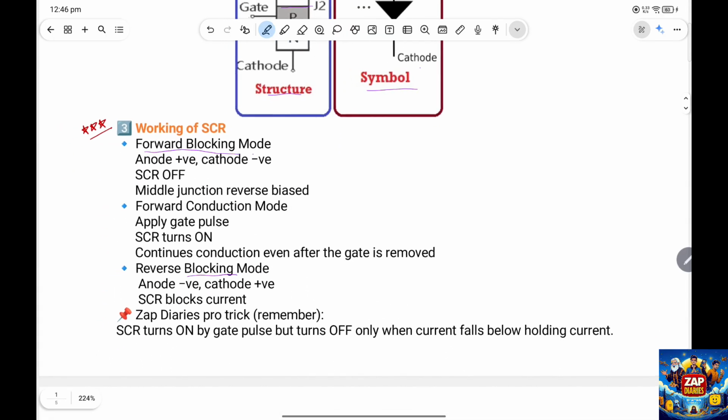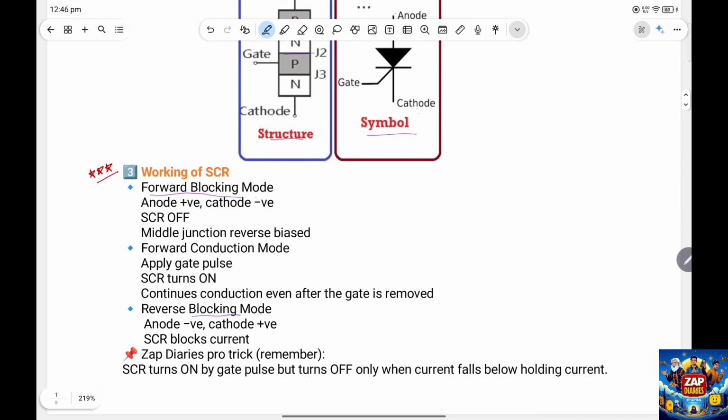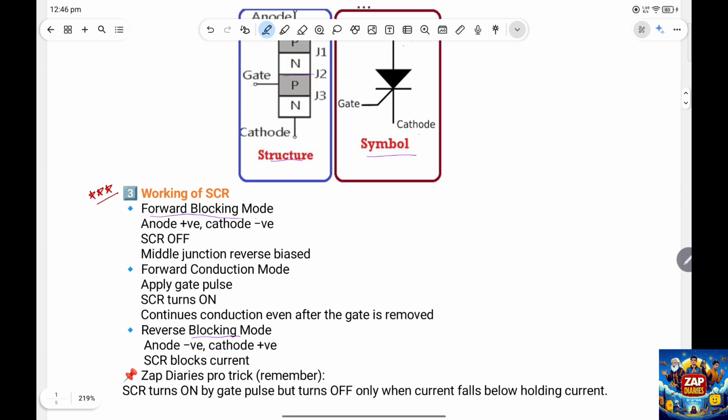I have a pro tip to remember this. The SCR turns on by a gate pulse. In the forward conduction mode, we covered that after applying the gate pulse, the SCR turns on. So it turns on by applying a gate pulse, but turns off only when the current falls below the holding current.